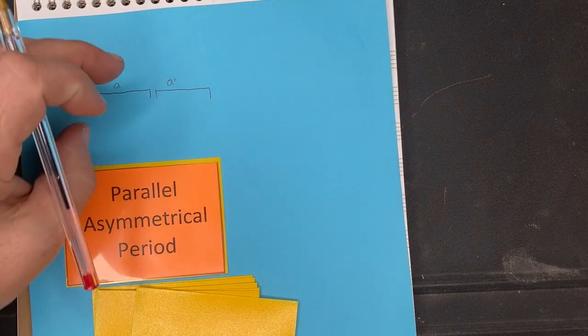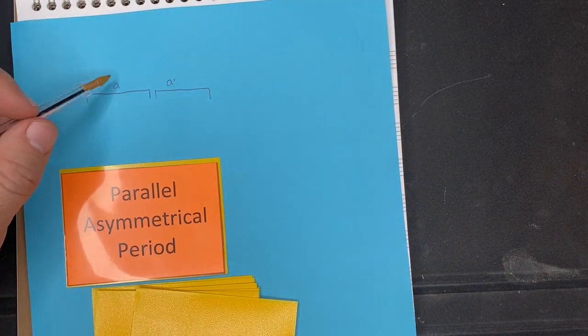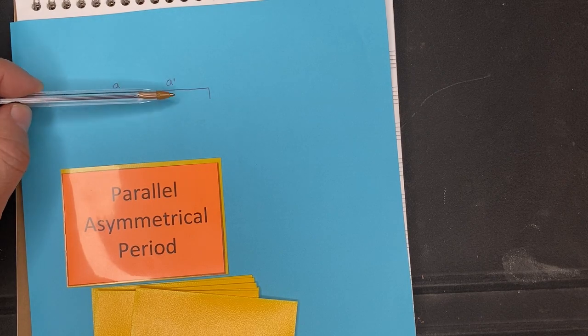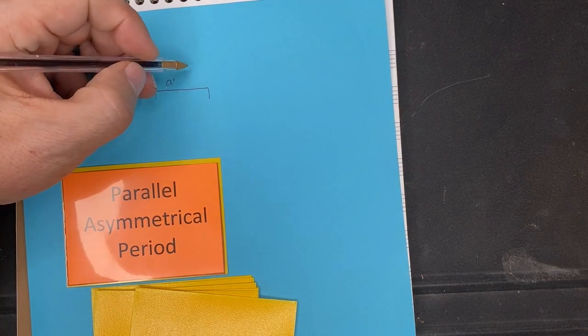Okay, so I have my question and my answer, my antecedent and my consequent, and two phrases, and this one is going to be A, and this one's going to be A prime, and that takes care of parallel because the material at the beginning of these phrases are similar. That's why we name them this way. Maybe not identical, but similar, recognizable.